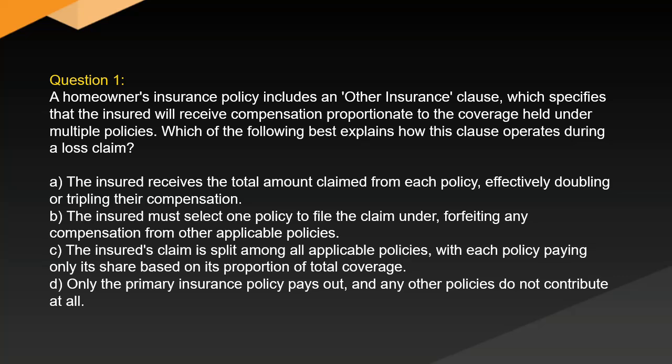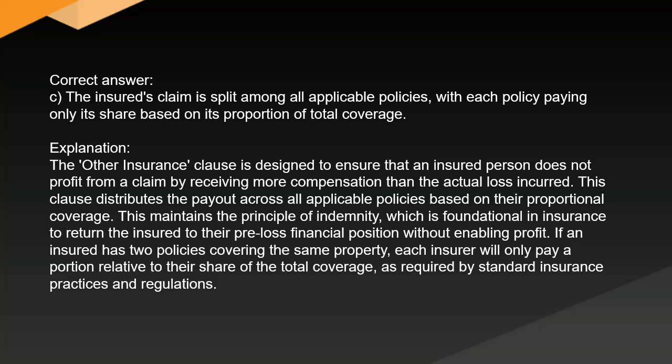A. The insured receives the total amount claimed from each policy, effectively doubling or tripling their compensation. B. The insured must select one policy to file the claim under, forfeiting any compensation from other applicable policies. C. The insured's claim is split among all applicable policies, with each policy paying only its share based on its proportion of total coverage. D. Only the primary insurance policy pays out, and any other policies do not contribute at all.